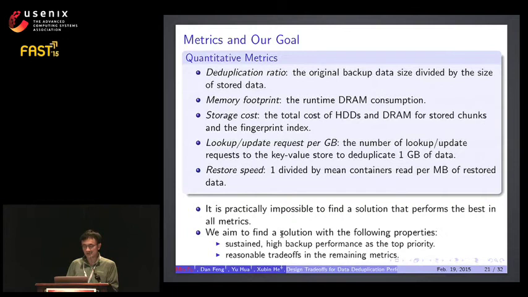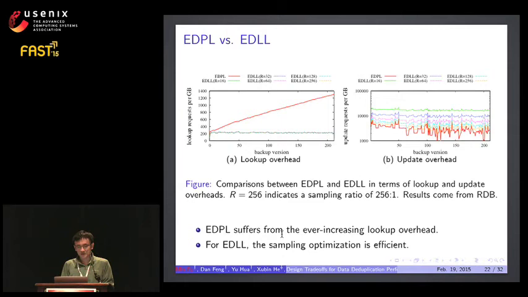These two figures compare two kinds of indexing in terms of lookup overheads and update overheads. In the left figure, the red line shows the ever-increasing lookup overheads in physical locality because of the fragmentation problem. On the contrary, the logical locality has a much lower lookup overhead. And the right figure shows that, however, the logical locality has a significantly higher update overhead than the physical locality, but the sampling optimization is very efficient to reduce the update overhead without increasing the lookup overhead.